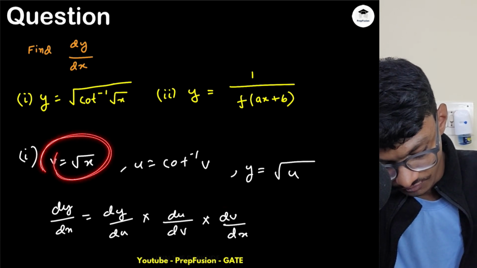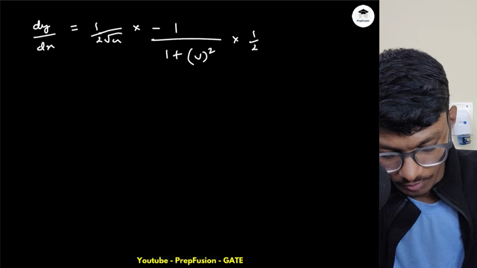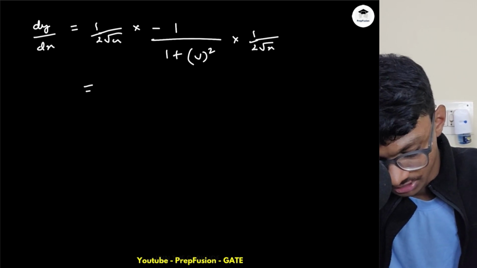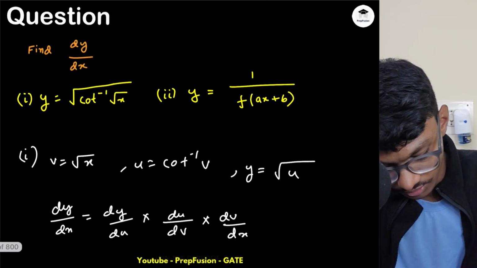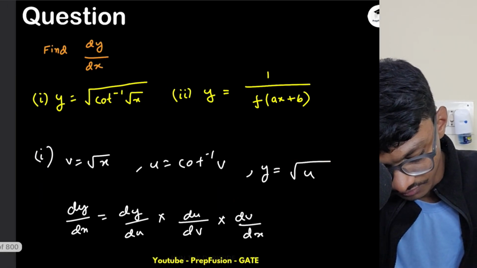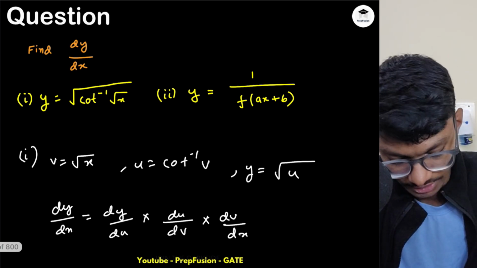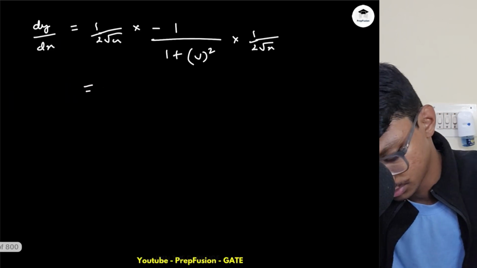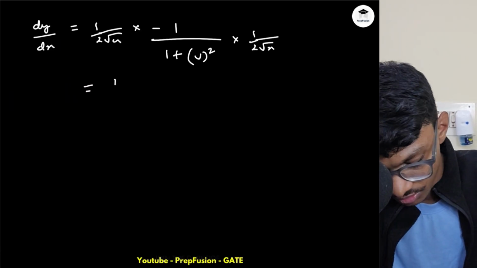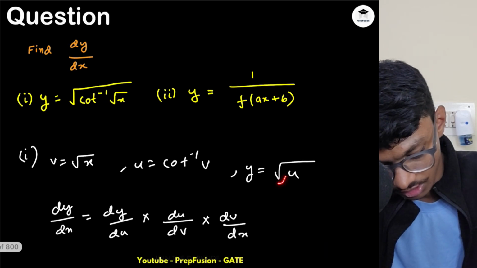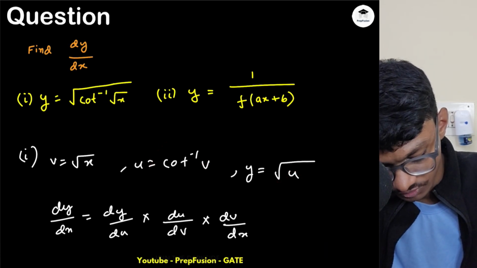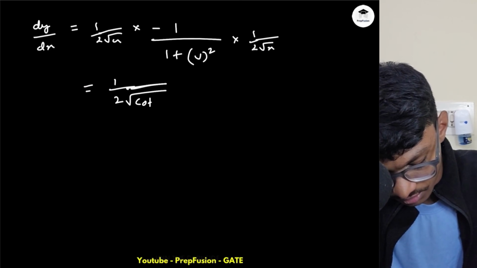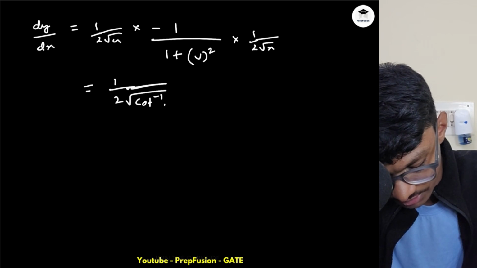Now what is the differentiation of dv upon dx? It will be simply 1 by 2 under root x, right? 1 by 2 under root x. So what is under root u? Under root u is simply y itself. Or let's not write it as y. u is cot inverse of v, and v is under root x. So under root u will be cot inverse of under root of x.